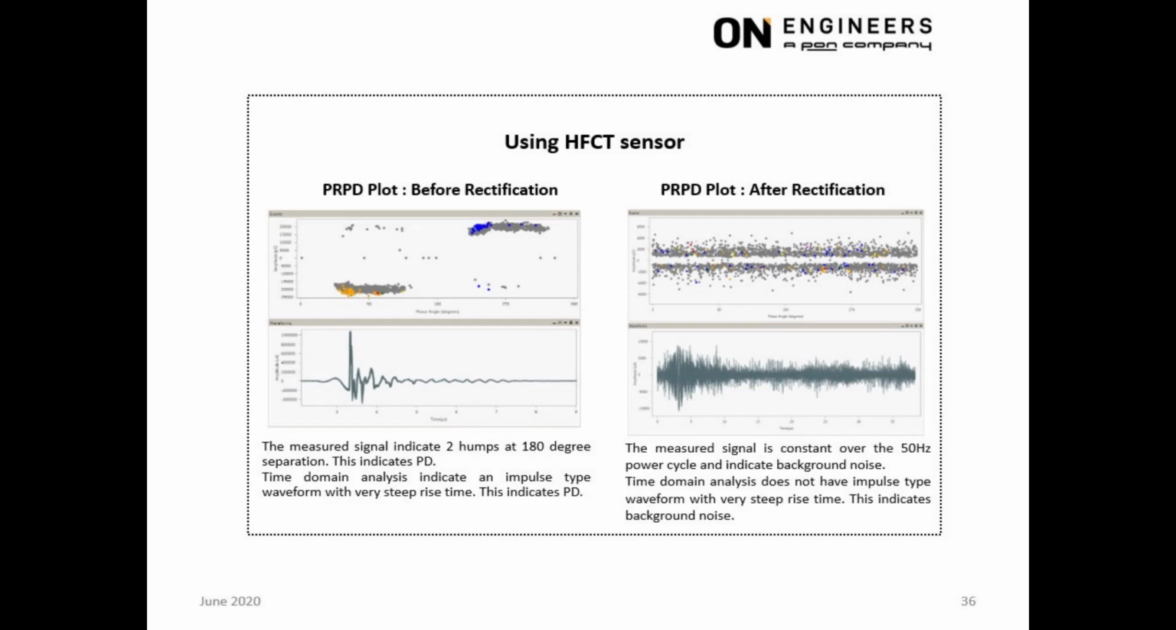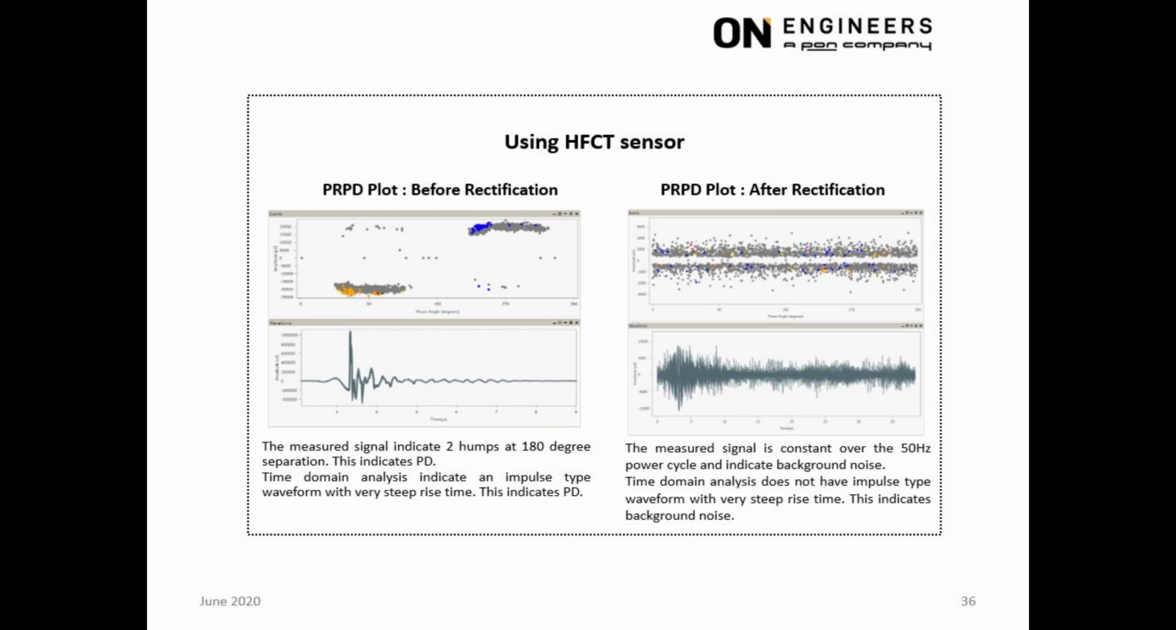This slide shows PD measurement from HFCT sensors in the frequency range of 3 to 30 MHz. The left box shows PD and evidence from the 2 humps of 180 degrees separation across the 50 Hz voltage cycle. In addition, the time domain analysis shows an impulse waveform with a very steep rise time. This further indicates PD. The right box shows the measured signal after the rectification.